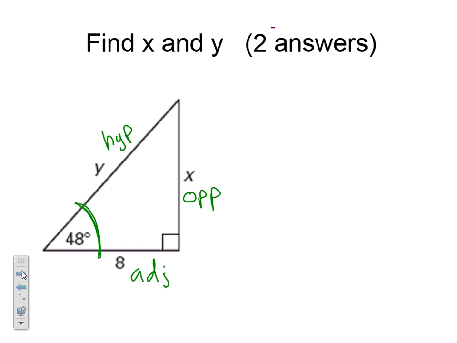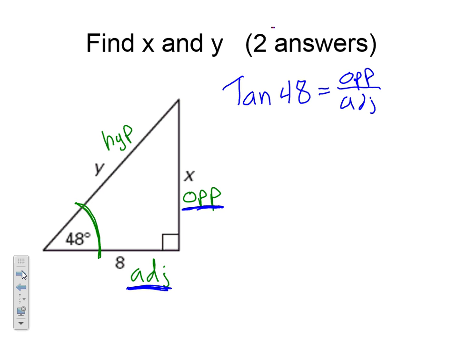So first thing I'm going to look for, I'm going to find my x. So I'm going to use my opposite, and I have to use the number they give me, so that's my adjacent. So the one that has opposite adjacent is tangent. So for x, I need to use the tangent of 48 equals opposite over adjacent. So if I plug this in, I'm going to get the tangent of 48 equals opposite is x over my adjacent, which is 8.